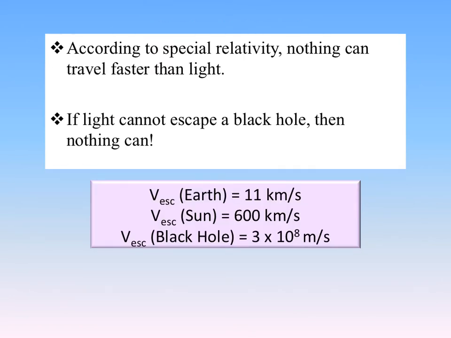So again, to summarize, according to relativity, nothing can travel faster than light. And if light can't escape a black hole, which is the fastest moving thing that we know of, then nothing can. And as we've discussed in class, we have this concept of escape velocity, which is the velocity required to break free from an object. So we can see the relative velocities here. The escape velocity of Earth is about 11 kilometers per second, of the Sun, 600 kilometers per second, and at a black hole, this is the speed of light.